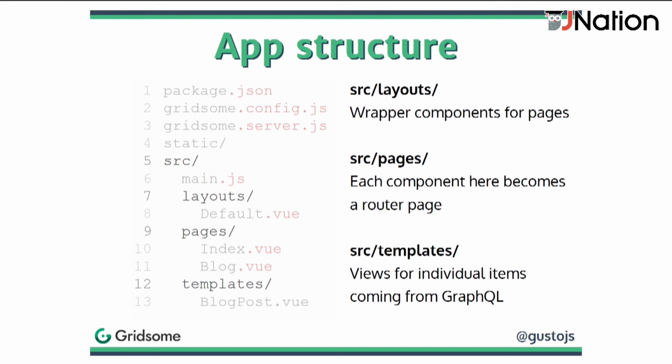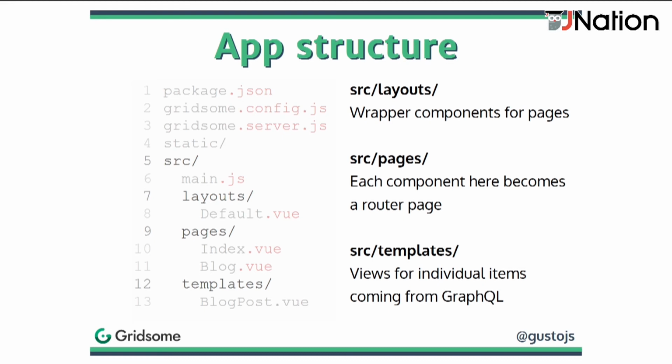Just like in Next, each of them will automatically be injected into Vue router setup under the hood, so we don't have to deal with any router configuration, which is one of my favorite things about frameworks on top of Vue.js, because I don't really like working with Vue router out of the box. Finally, we have template components, which provide views for individual records coming from GraphQL or other data source.